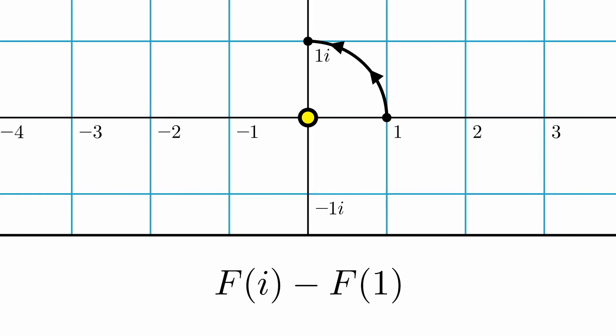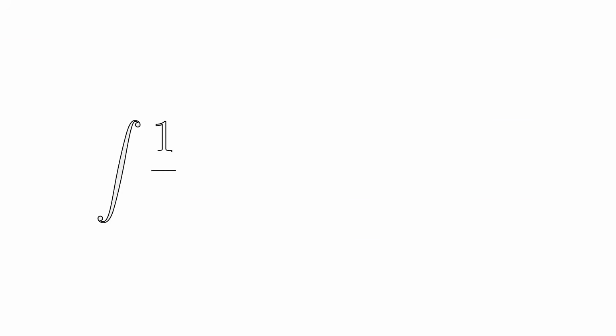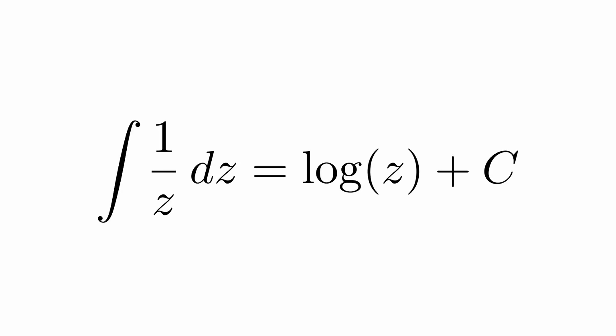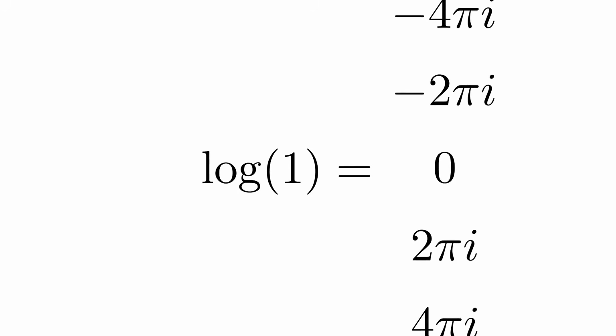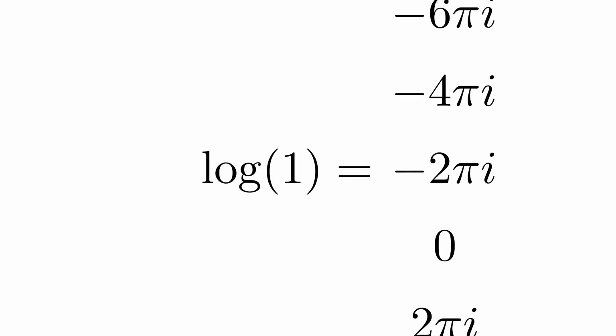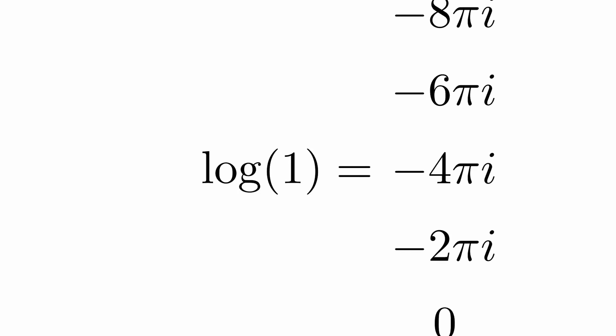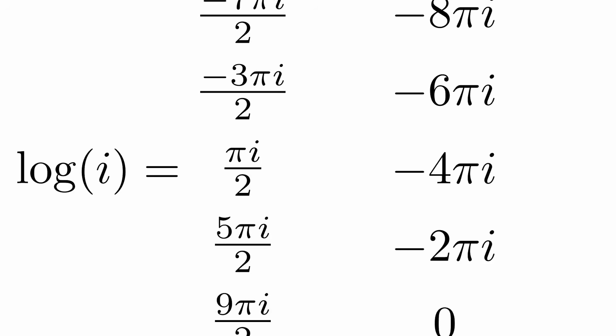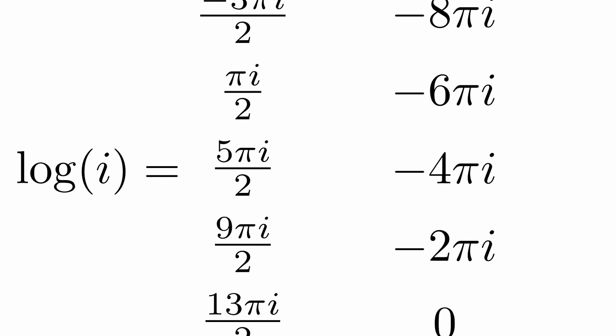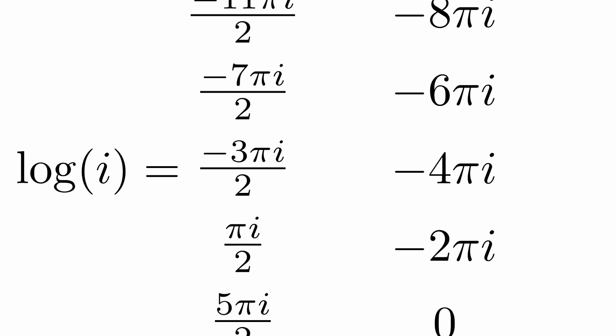The problem is that the antiderivative of 1 over z is the natural log of z, which, as we saw last video, is not actually a function at all, but something intrinsically multi-valued. That is to say, log of 1 is 0, but it's also plus 2 pi i, minus 2 pi i, plus 4 pi i, minus 4 pi i, and so on. Likewise, the log of i is pi i over 2, but also 5 pi i over 2, minus 3 pi i over 2, and so on.